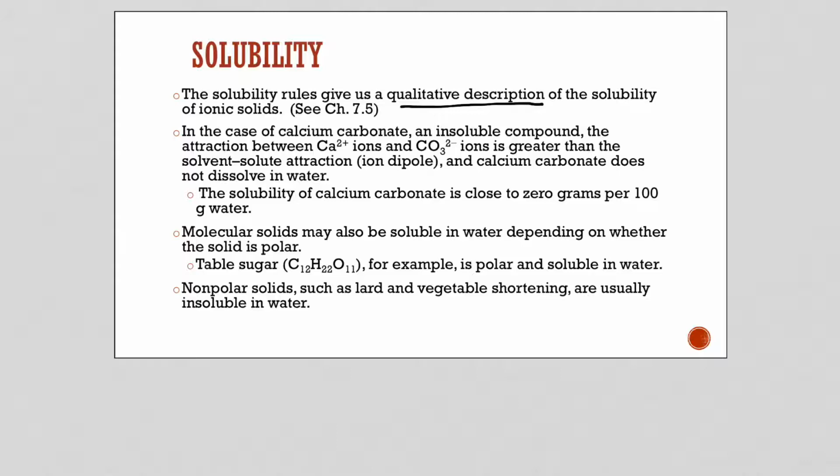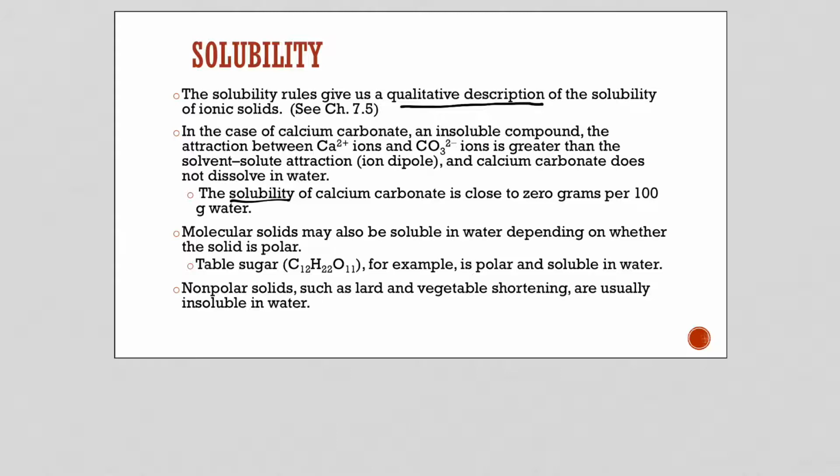Now, we don't have rules for molecular solids, right? For ionic solids, we have these rules, and now we can actually put numbers to that. We can have a quantitative description, and that's what we refer to as the solubility. But for molecular solids, we don't have rules. So we sort of have to do this by trial and error.